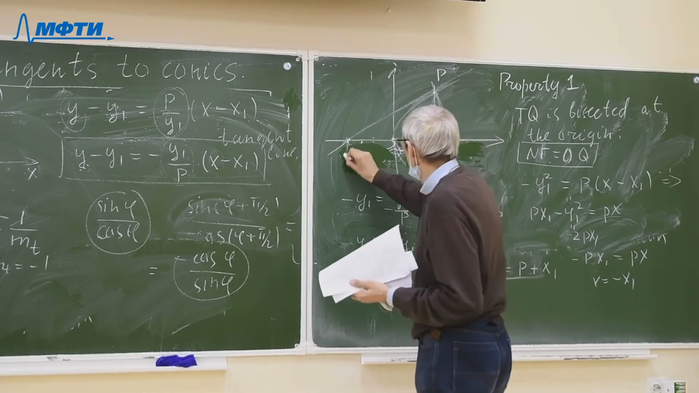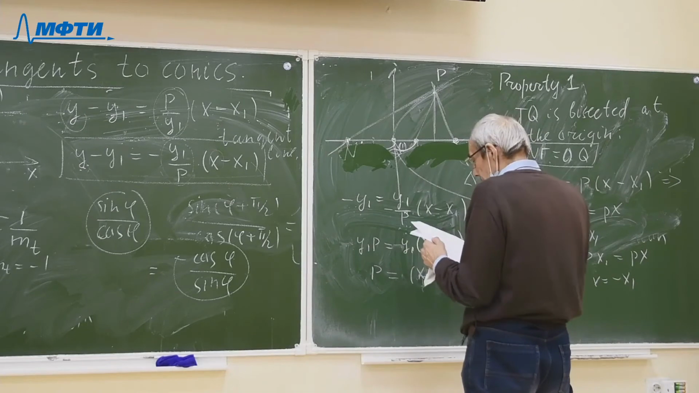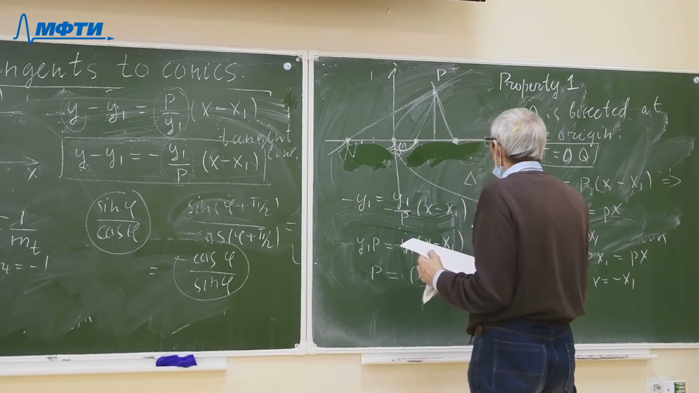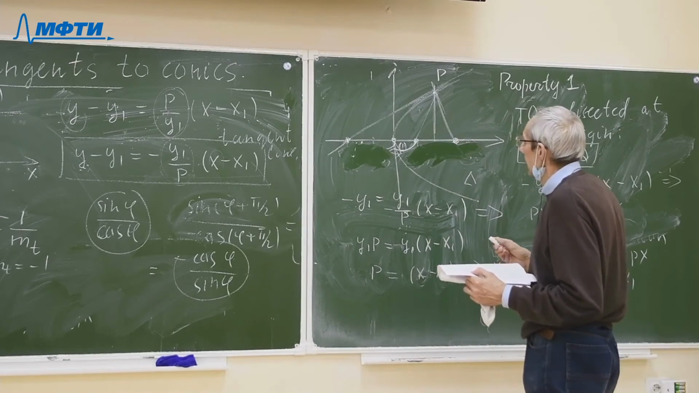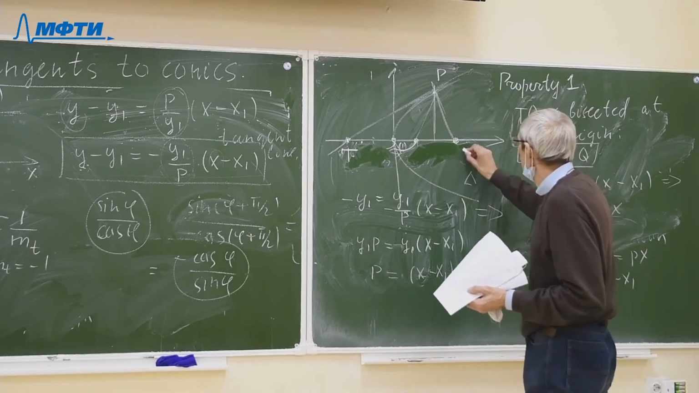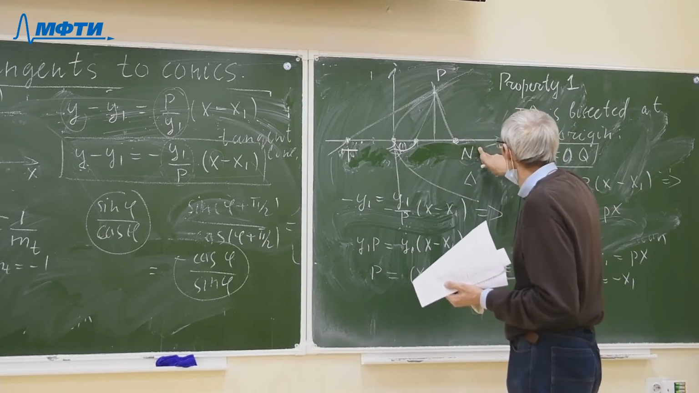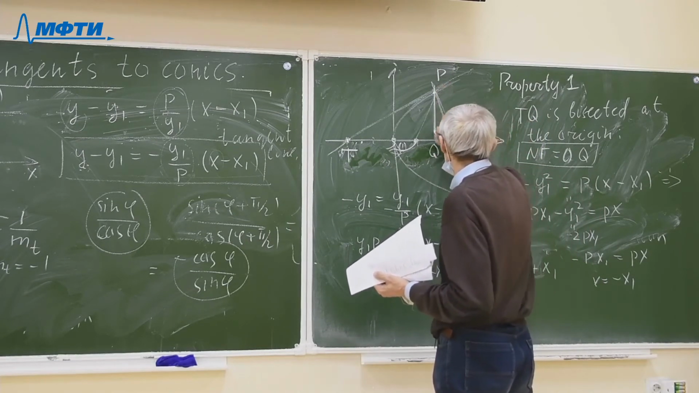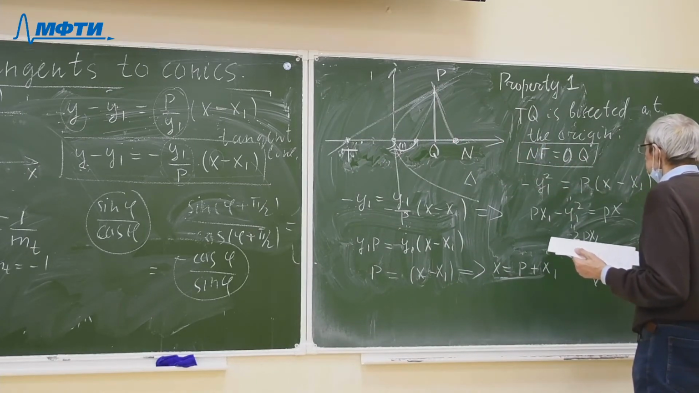Let T be the point of intersection of the tangent straight line, N be the point of intersection of the normal straight line, and Q be the projection of point P.